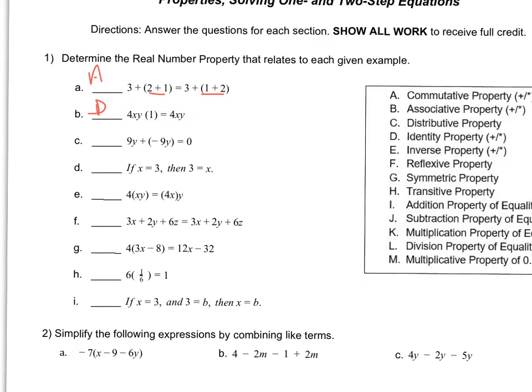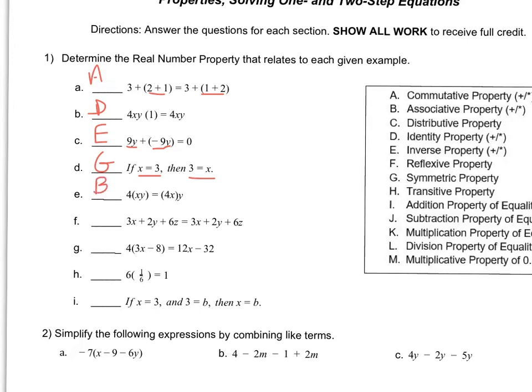Part C, 9y plus negative 9y. Well, these are opposites, so that's the inverse property, which is E. D says if x equals 3, then 3 equals x. Notice my numbers are switching around an equal sign, so that's the symmetric property. Letter E, 4xy is equal to 4xy. So notice the only thing that changed are my parentheses, so that's my associative property of multiplication.